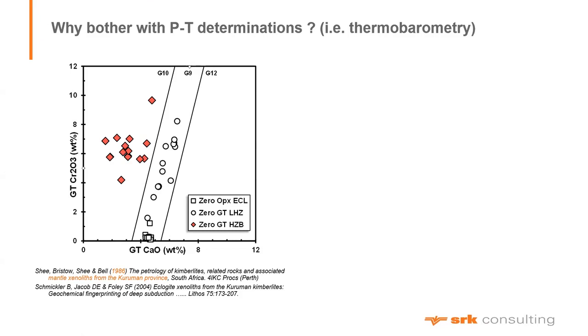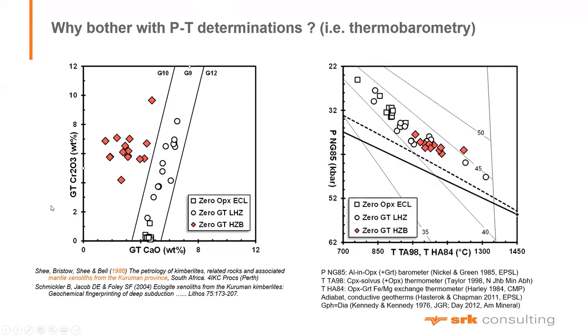We bother because of a paper that was published by Simon Shee and John Bristow and other people in 1986, where they described mantle xenoliths from the Kuruman province, northwest of Kimberley, in which they found subcalcic garnet compositions in harzburgite xenoliths. When you calculate the pressure temperature conditions for those xenoliths, you find that they are on a geotherm like this, but they all plot inside the graphite stability field. So that puts a cat amongst the pigeons, which is called a hot geotherm.